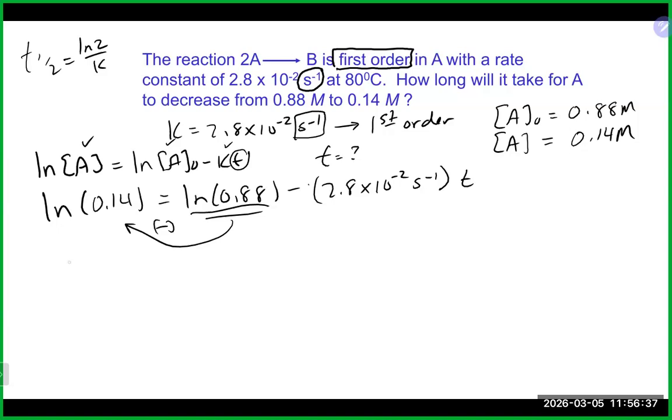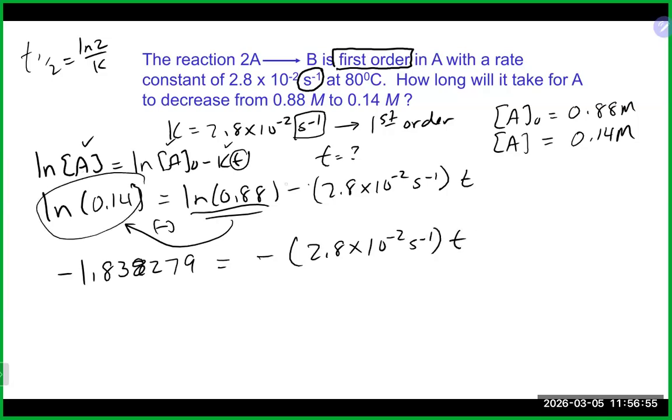And that's going to give me here negative 1.832838 there, before the 2.279, that sounds good, equals negative 2.8 times 10 to the minus 2 reciprocal seconds times time. So once again, I did this on my calculator, hit equals, then took the other side and subtracted it. Now I'm going to divide this. And I also have a negative and a negative. It's just going to turn my time back into a positive, which is good. Divided by 2.8 to the minus 2.